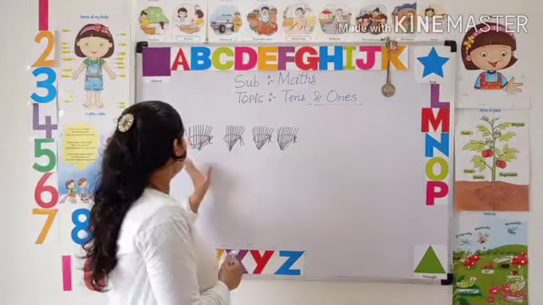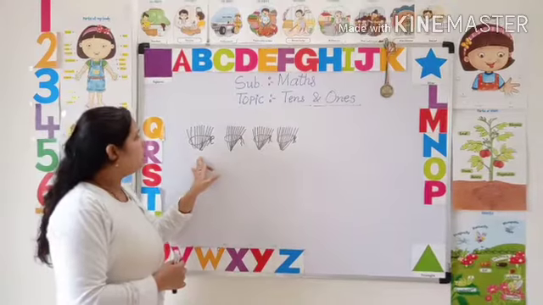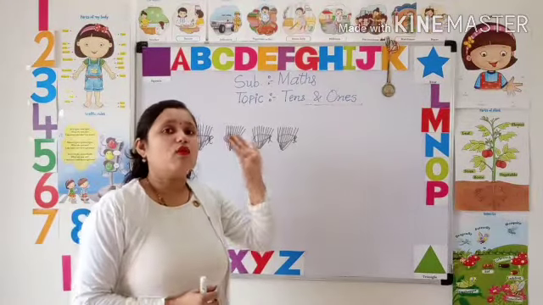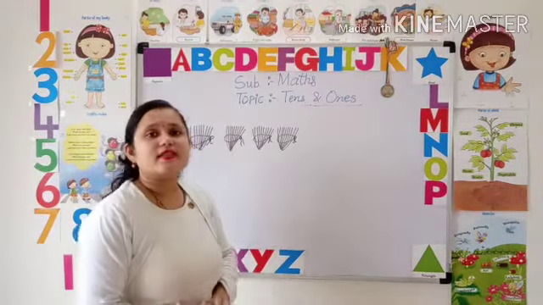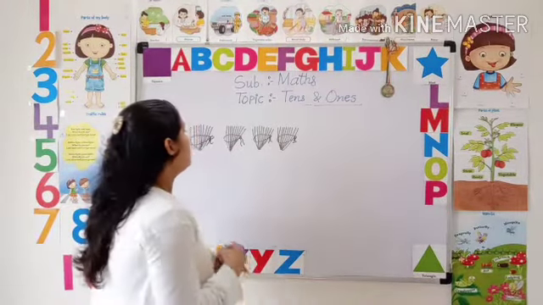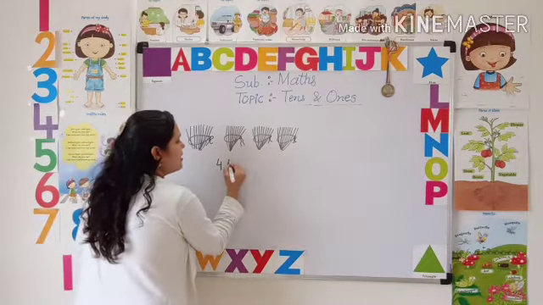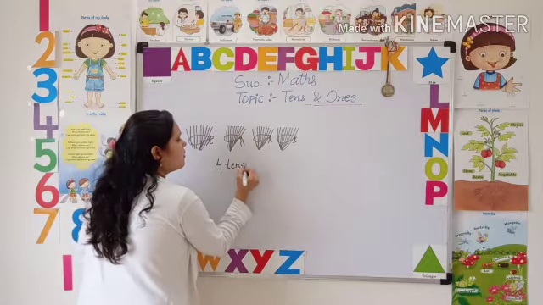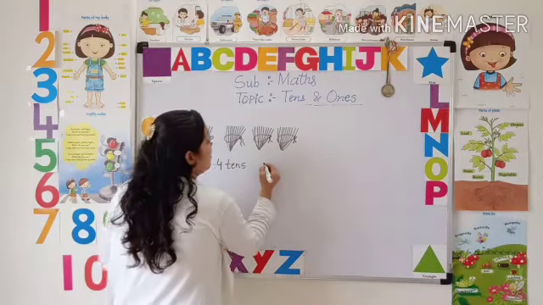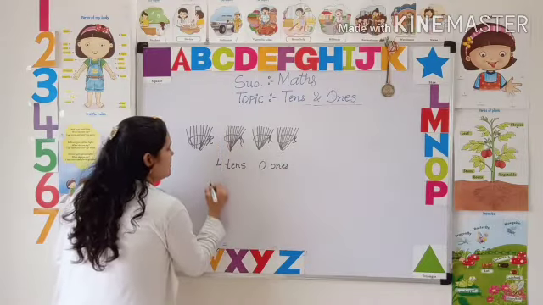Now I have some bundles here. How many bundles? 1, 2, 3, and 4. I have 4 bundles of 10 sticks. Each bundle has 10 sticks. So I will write here 4 tens. And there is no more stick, so I will write here 0 ones.